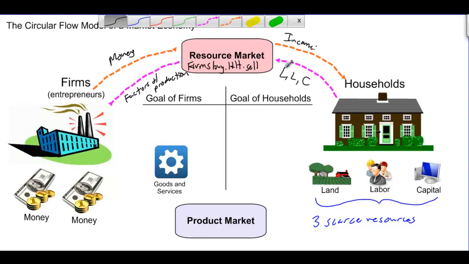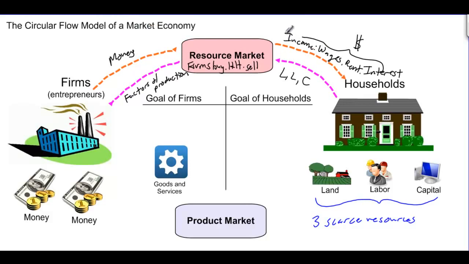For our labor, households earn wages. For our land, we earn rent. And for our capital, we earn interest. These money incomes are the incentive that households have to provide land, labor, and capital to firms in the resource market. Now, why do we care about money? Anybody who has ever been shopping knows why money is important. Money is what allows households to acquire the goods and services that they demand in the product market.